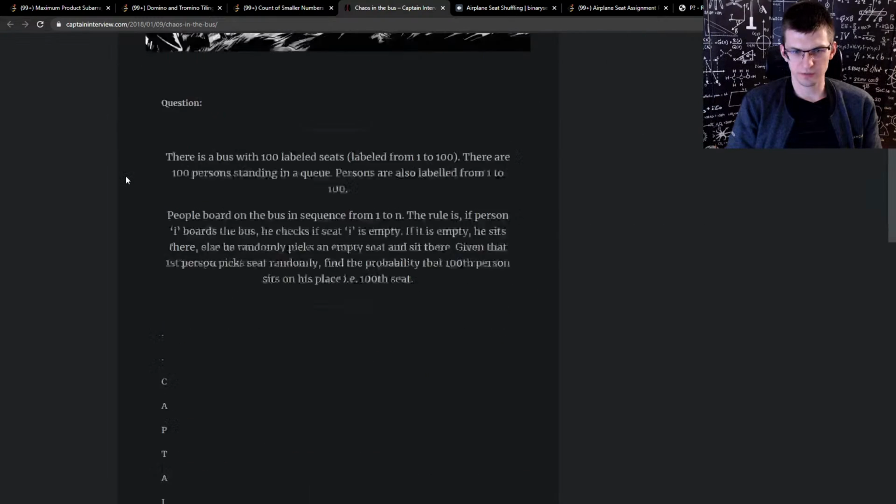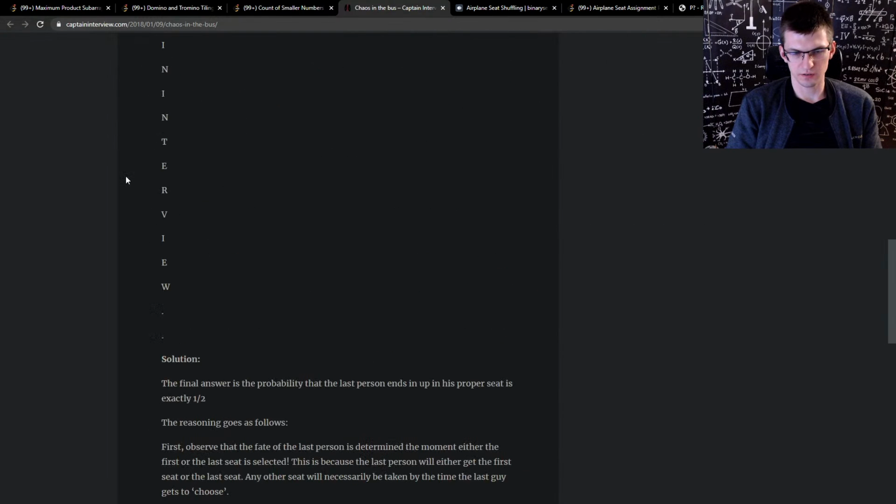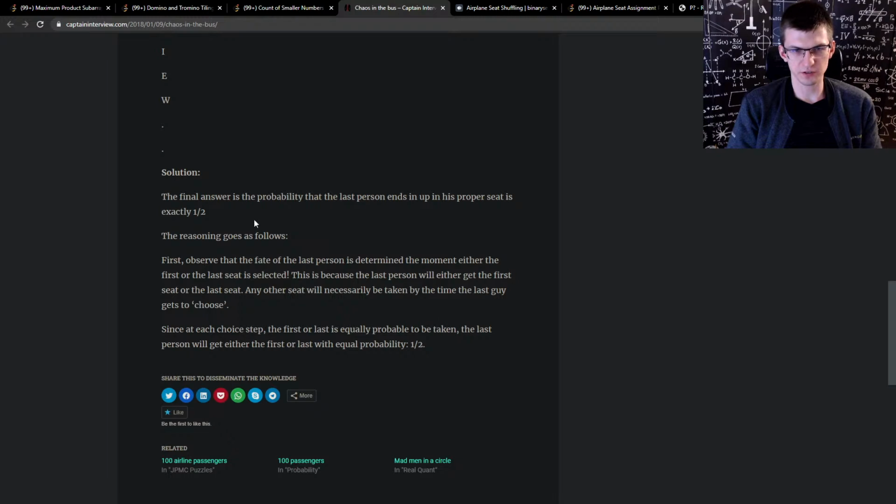So it's some kind of block with a nice proof. Solution. Final answer is half. The reasoning goes as follows. Fate of the last person is determined the moment either the first or the last seat is selected. And that's a nice proof.